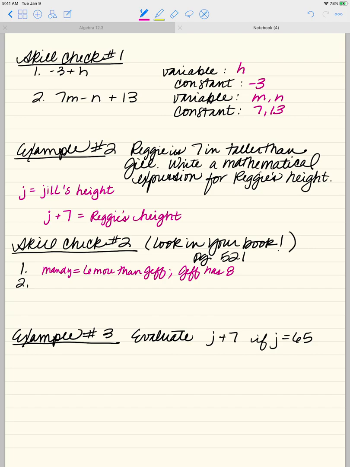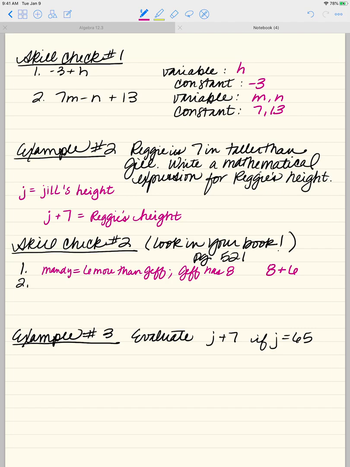So can I write a numerical or an algebraic expression to show how many books Mandy has? Absolutely. Mandy has 6 more than Jeff. We know Jeff has 8. So Mandy has Jeff's 8 plus 6 more. That is a numerical expression that tells us how many books Mandy has.